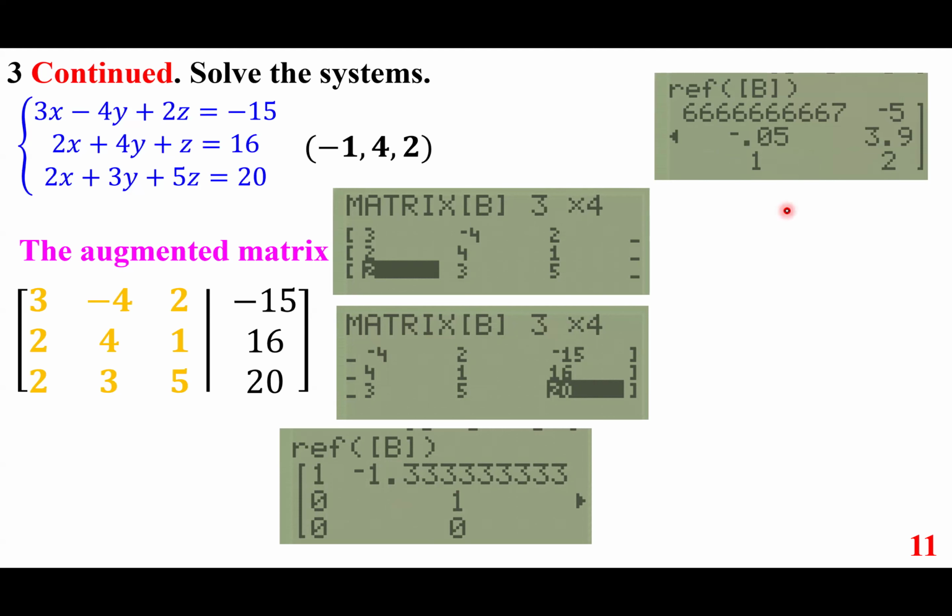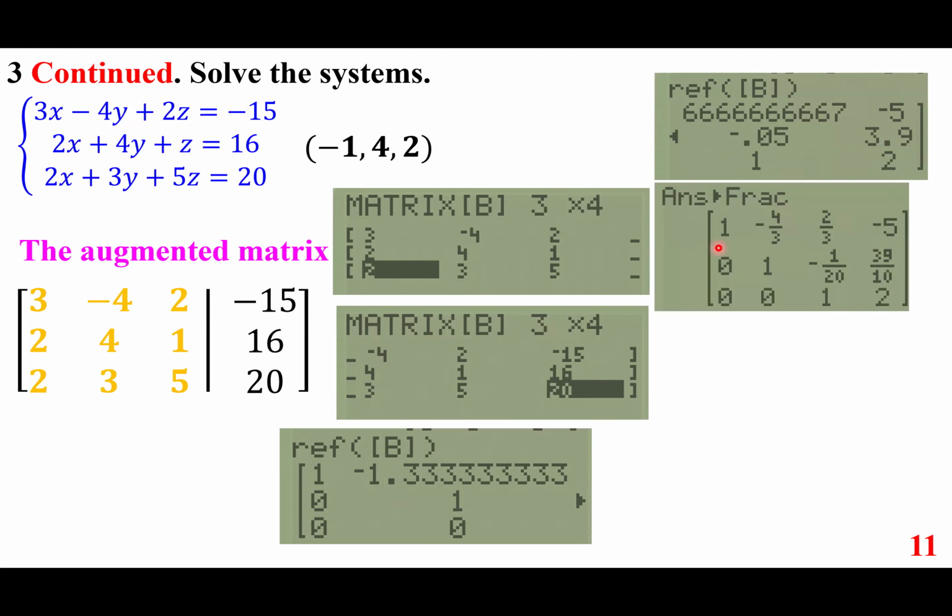You can keep it as that. I'm going to change the answer to fractions. It becomes more manageable. And I'm going to show you what this means. Obviously, the last one means z equals 2. This means y minus 1 over 20 z equals 39 over 10. And this means x minus 4 thirds y plus 2 thirds z equals negative 5. And you can solve that by back substitution.